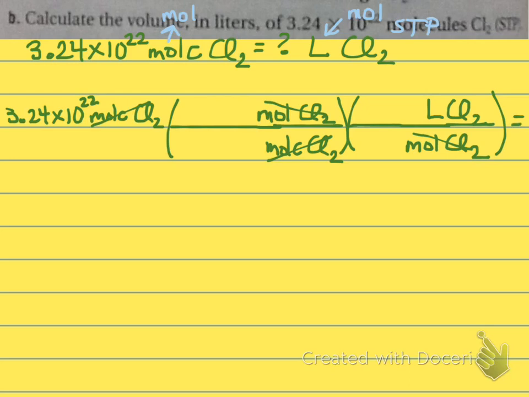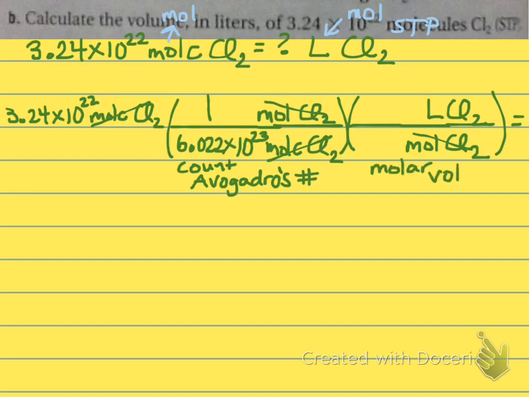Now again, this is my count conversion factor that uses Avogadro's number. So again, the easy number is always the number that goes in front of moles because it's 1. And in front of molecules, it's 6.022 times 10 to the 23rd power. Again, this conversion factor is molar volume. And again, the easy number is the 1 that goes in front of moles, and in front of liters, it's 22.4.